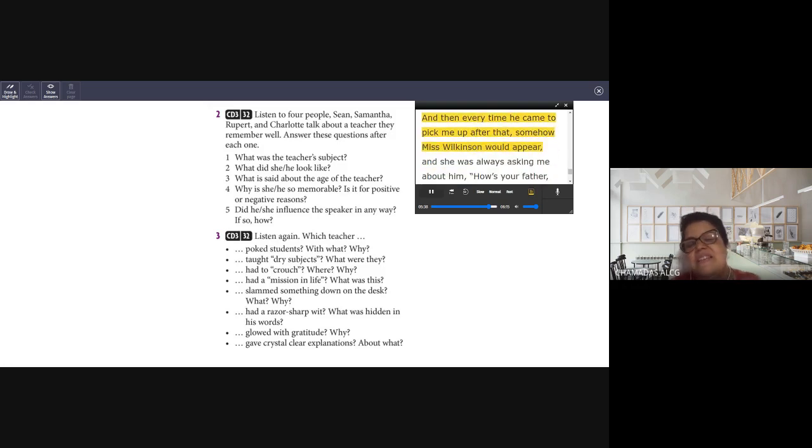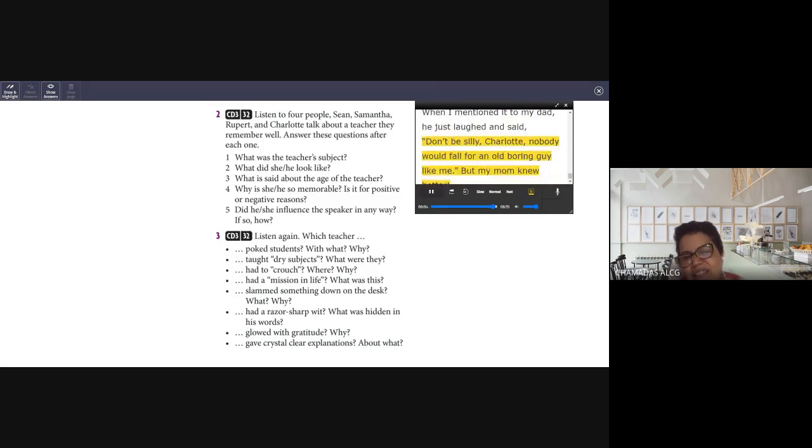And then every time he came to pick me up after that, somehow Miss Wilkinson would appear. And she was always asking me about him. "How's your father, Charlotte?" "Just fine, Miss Wilkinson. He and my mom are going to the beach this weekend." I just made that up to see her reaction. My friends and I used to giggle about it. When I mentioned it to my dad, he just laughed and said, "Don't be silly, Charlotte. Nobody would fall for an old, boring guy like me." But my mom knew better.